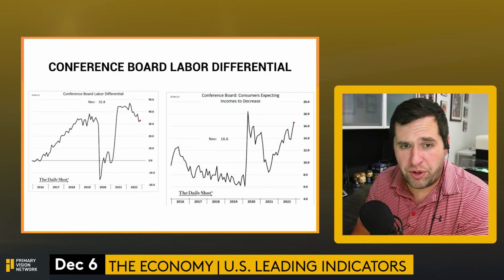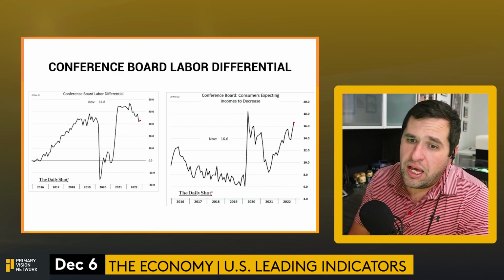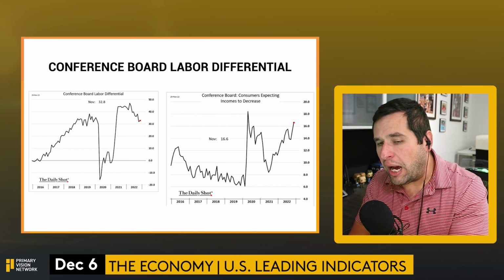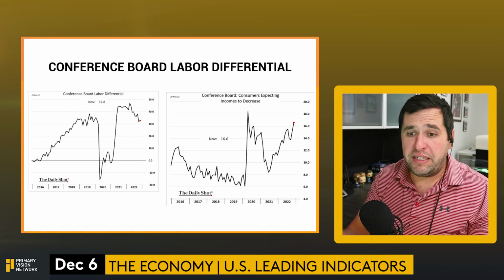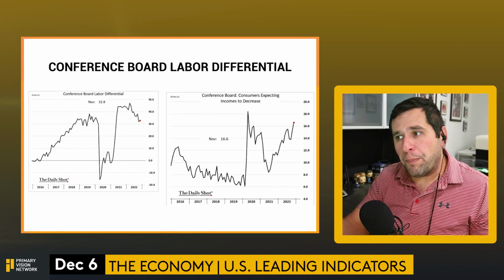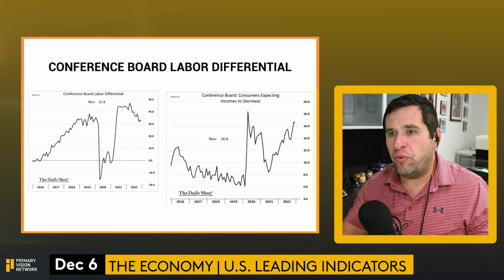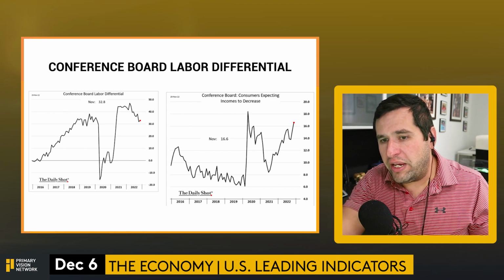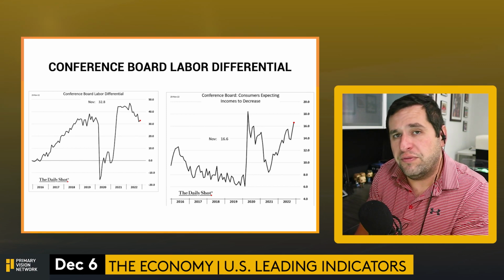Conference Board labor differential still remaining elevated. Conference Board consumers expecting incomes to decrease is going up. Now, the problem is people are expecting their incomes to fall, but when you look at inflation and the rate of change, it's slowing, but it's still positive while people are expecting incomes to fall.